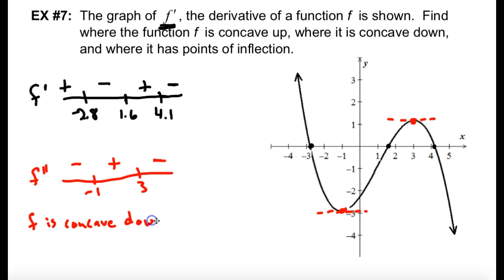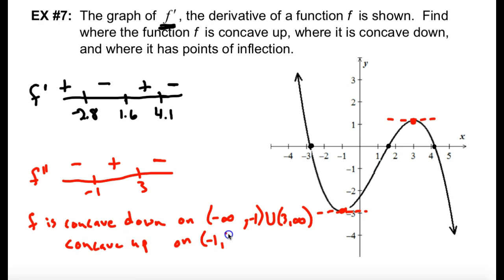So we can say f is concave down on the interval negative infinity to negative 1 and from 3 to infinity. And we can say it is concave up on the interval negative 1 to 3. And then we have points of inflection at x equals negative 1 and x equals 3 because my function does change concavity there.